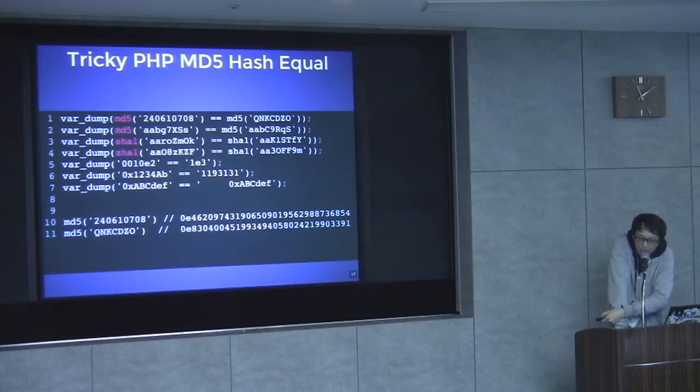Then in PHP, MD5 hash equality has a tricky situation, and you can look at this code snippet. You can look at this one. If you use the loose equal, it will be true. So if you want to compare hashes, you have to use strict equal. But I don't recommend the MD5 hash.